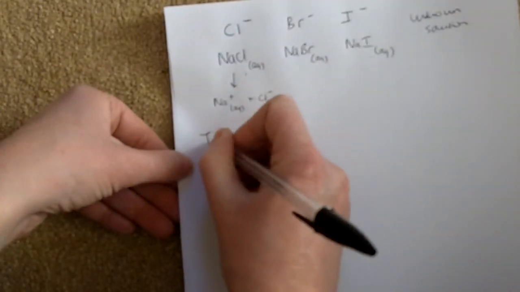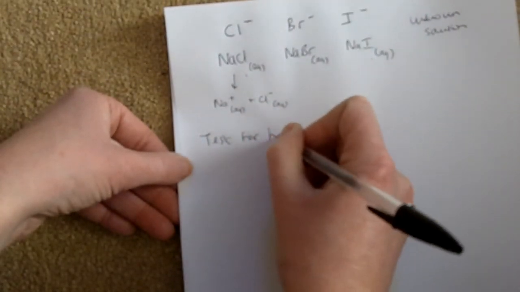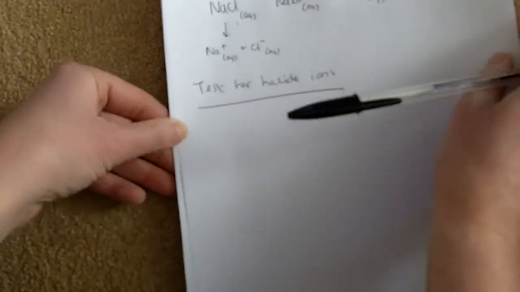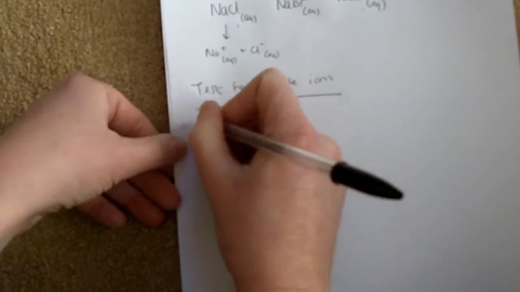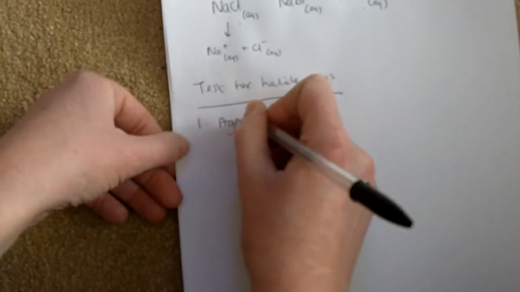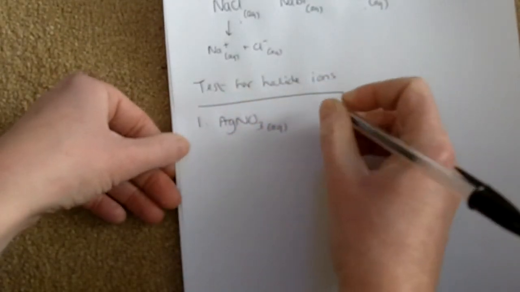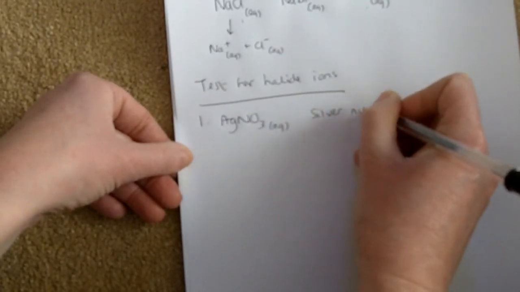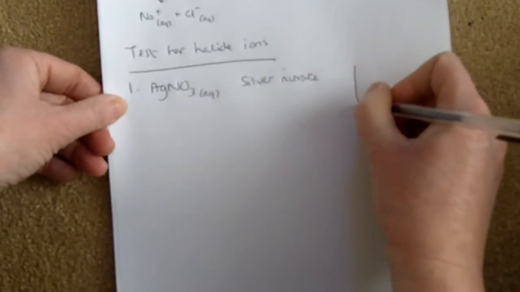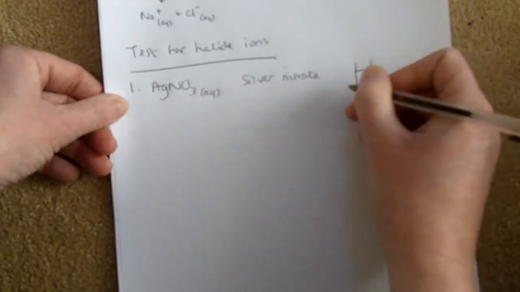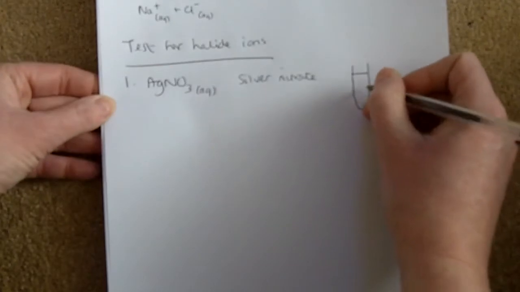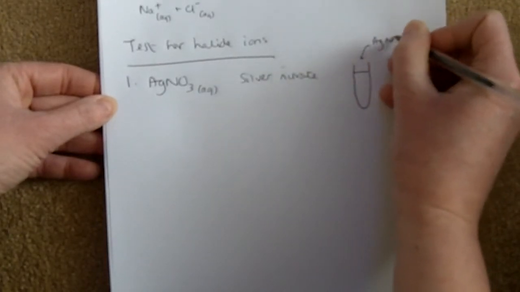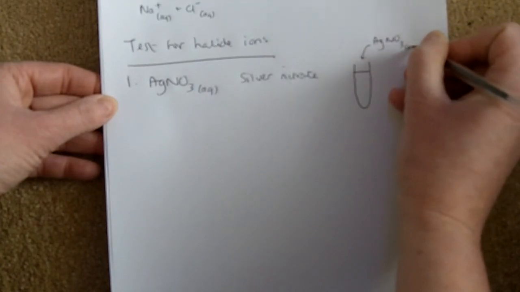So how do you test for halide ions? What's the test? The first thing you do is add silver nitrate solution. So you just get your test tube, put your unknown halide in there, and add silver nitrate solution. Very simple.